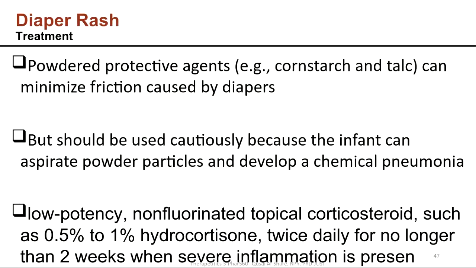So sometimes we might use cortisones, but be careful about the concentration. Use low potency, non-fluorinated topical corticosteroids such as 0.5 or 1% hydrocortisone twice daily, but for no longer than 2 weeks when severe inflammation is present. So we need to be very careful. Try to limit the area as much as possible. The quantity you apply and the duration should not be for a long period of time.